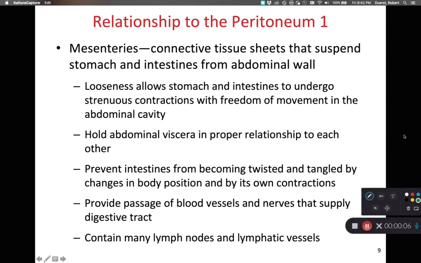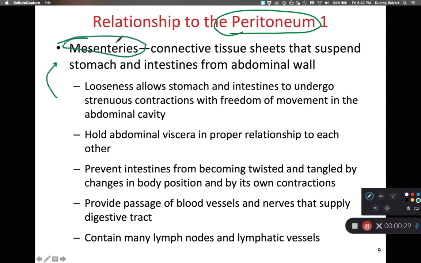Hey class, in this recording we're going to focus on the peritoneum. Well, the peritoneum is also known as the abdominal cavity. It's kind of an older school term for the abdominal cavity, and typically only is used when we talk about the digestive system or the peritoneal membrane. So within our peritoneum, our abdominal cavity, we have mesenteries.